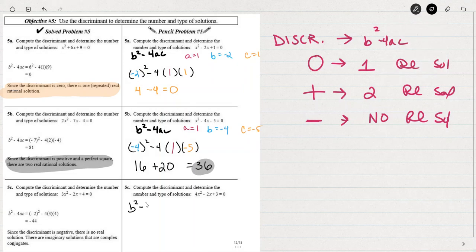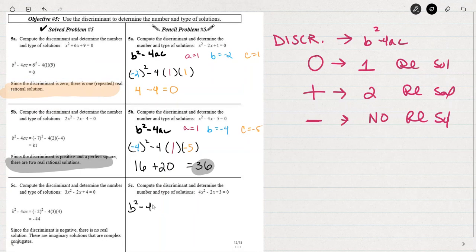One more, b squared minus 4ac. And I'm going to stop here. I'm not going to do this example all the way through. But if you let a equal 4, b equal negative 2, and c equal 3, you should get the discriminant is equal to negative 44. If you do this correctly, you should get a negative 44, which tells us that there are imaginary solutions, but there are no real solutions.